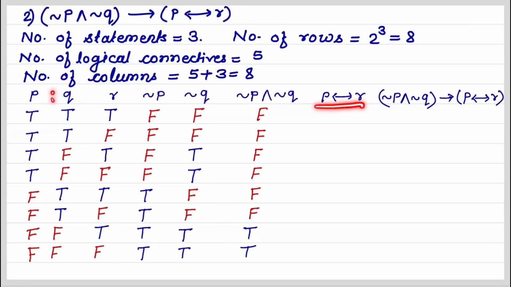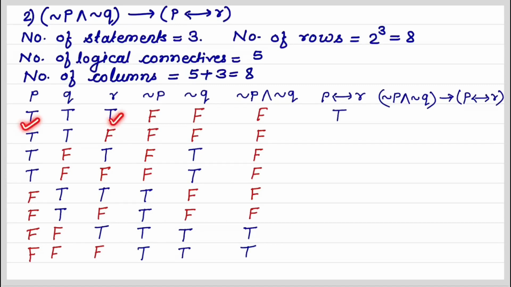Next, double implication. P double implies R. We have to take the double implication of these 2 statements, and double implication is true when both the statements have the same truth value. Either both must be true or both must be false.